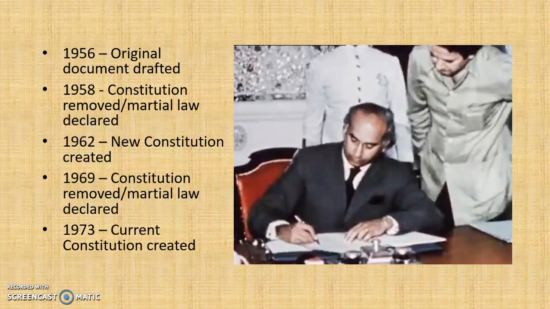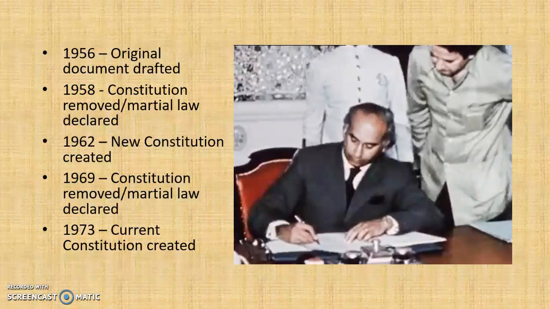Ayub Khan was appointed military leader by Iskander Mirza and was later made president after an uprising involving a military coup. He then created a new version of the Constitution. Ayub Khan was re-elected in 1965, but had to resign in 1969. He was replaced with Yahya Khan, who again removed the Constitution and declared martial law.